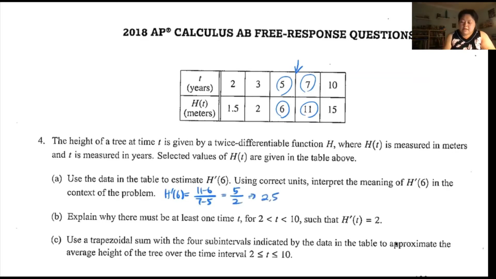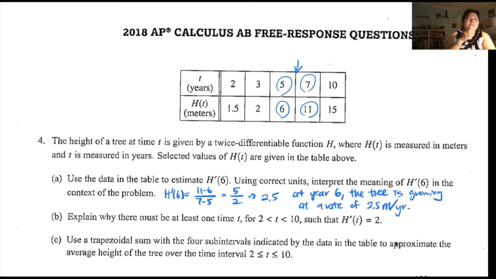So what does that mean? That means at year 6, the 6th year, right? The tree is growing at a rate of 2.5 meters per year, right? Because that is the slope at that point, so that is the rate at which it is growing.